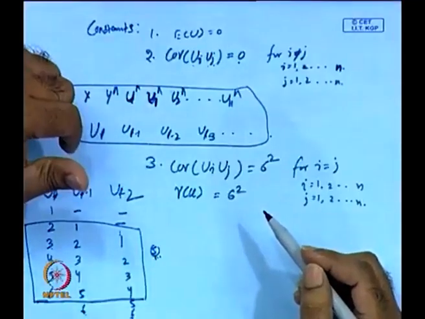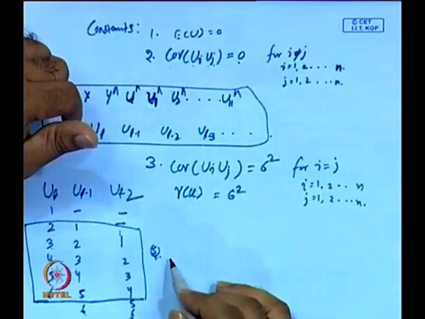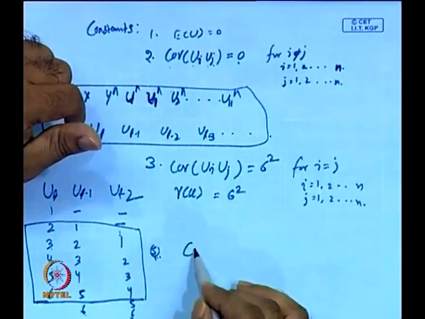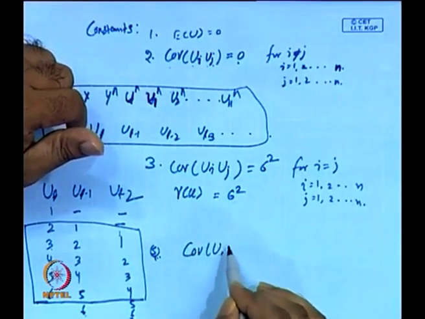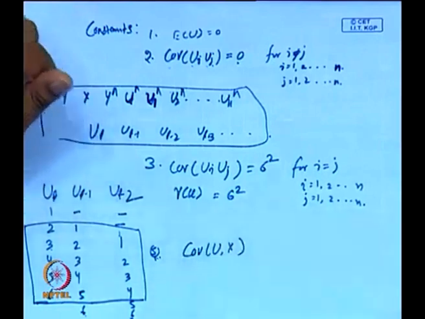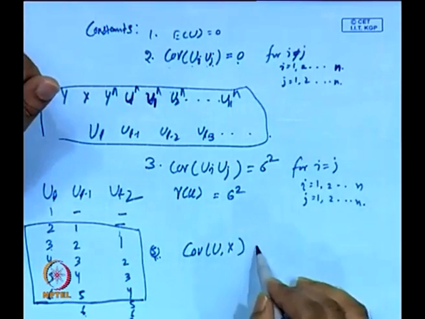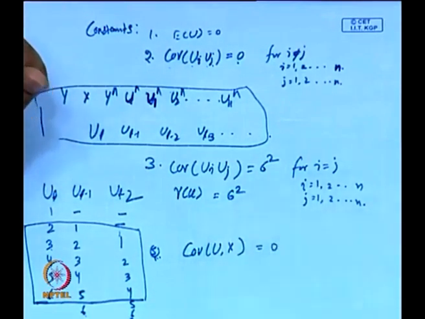So the variance of u must be sigma squared. It has to be satisfied. Then the fourth condition is that covariance of u and x, that means the linkage with the independent variable, is also equal to 0, because otherwise it will automatically give an indication of a multicollinearity problem.